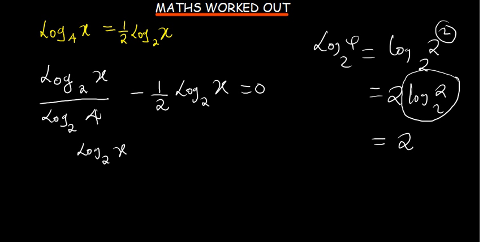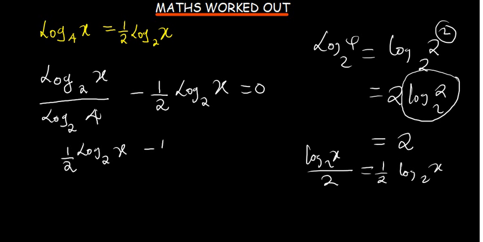Now having a 2 in the denominator is the same as saying 1 over 2. When I write log of x in base 2 over 2, this is the same as saying 1 over 2 log in base 2 of x. It's the same thing. And then we've got minus 1 over 2 log in base 2 of x.